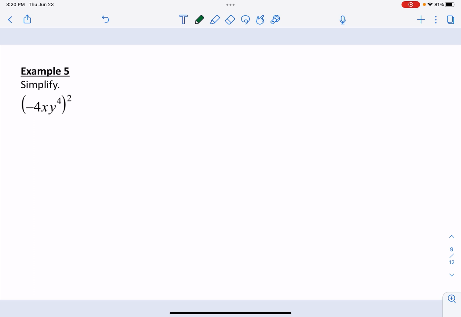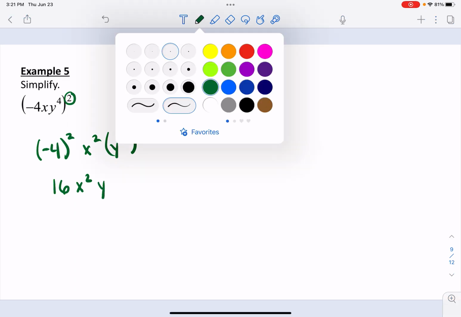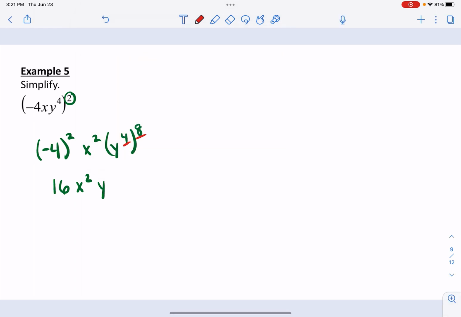Okay, now here I have a power to a power. So again, this 2 goes and becomes an exponent on everything you see there. So even the 4, that is a common mistake, is that the 4 doesn't get the power 2. 4 does get the power 2. So 4 squared is 16. X squared. And then this is a power to a power, so I multiply those, I get 32.